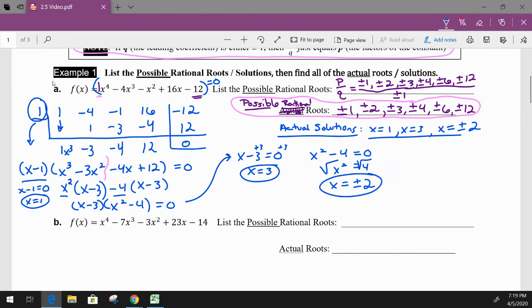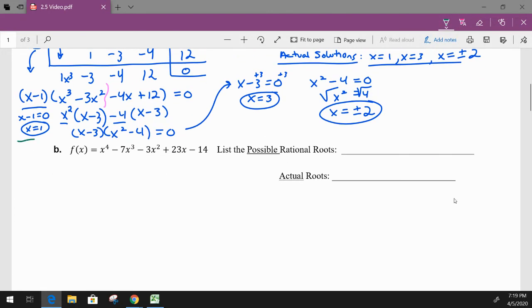That's it. And if we look at our original equation, we have a degree of 4, which means there should be exactly four solutions, which is exactly what I have here. And they just so happen to all be rational numbers, and they're all in this list up here. Okay, so hopefully that made sense. Let's move on to the next problem.